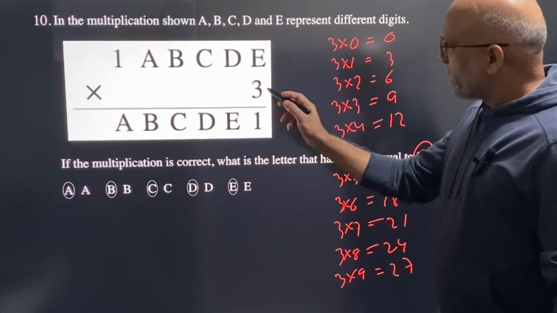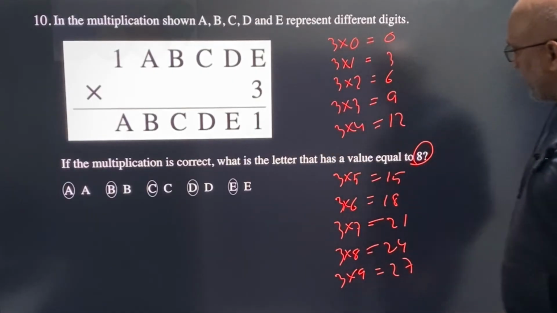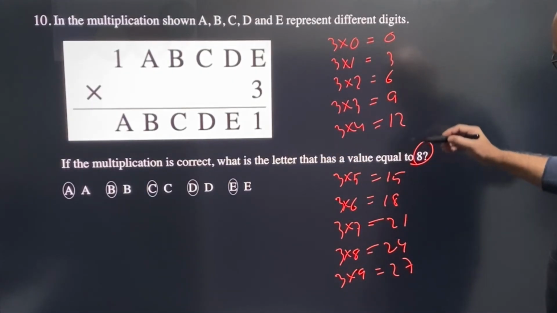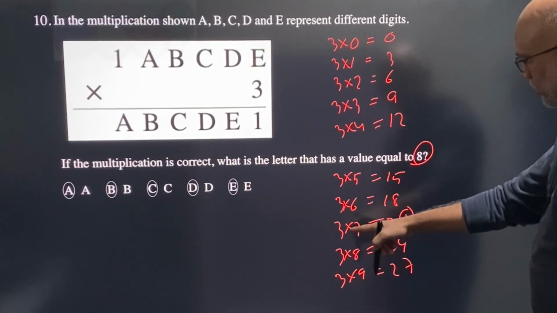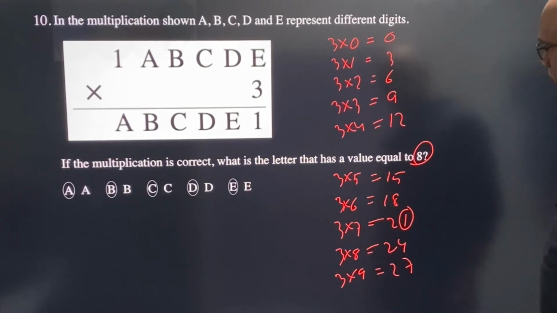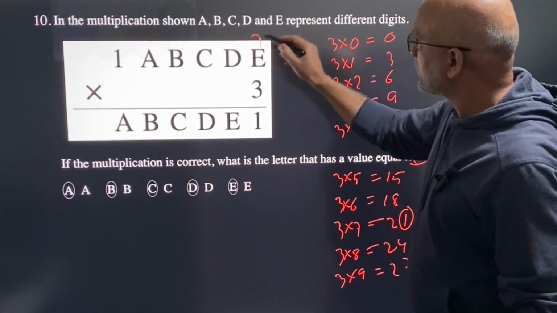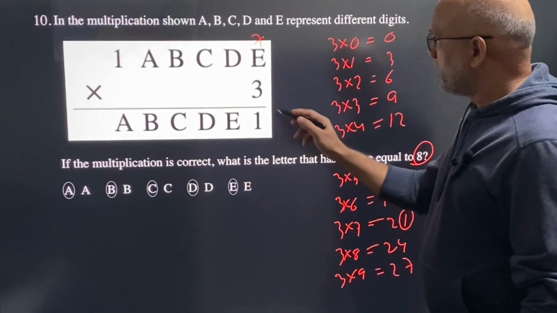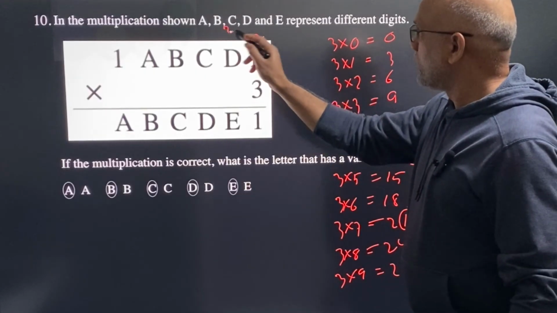So I'm multiplying 3 with a number, and then I'm getting 1 at the unit place. So if we look at this, here is 1 at the unit place. So 3 has to be multiplied with 7, right? So E must be 7. Then 3 times 7 is 21. 1 here, 2 carries over.